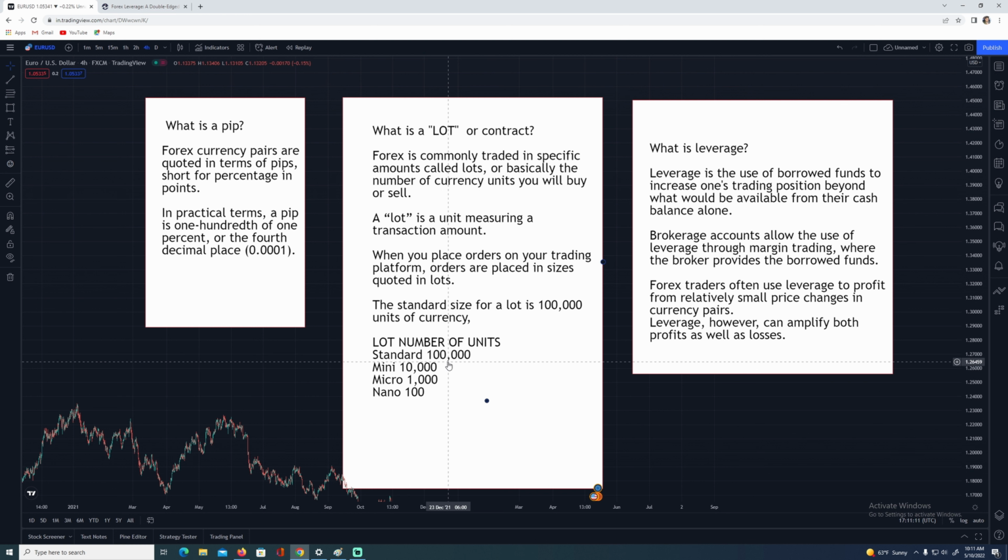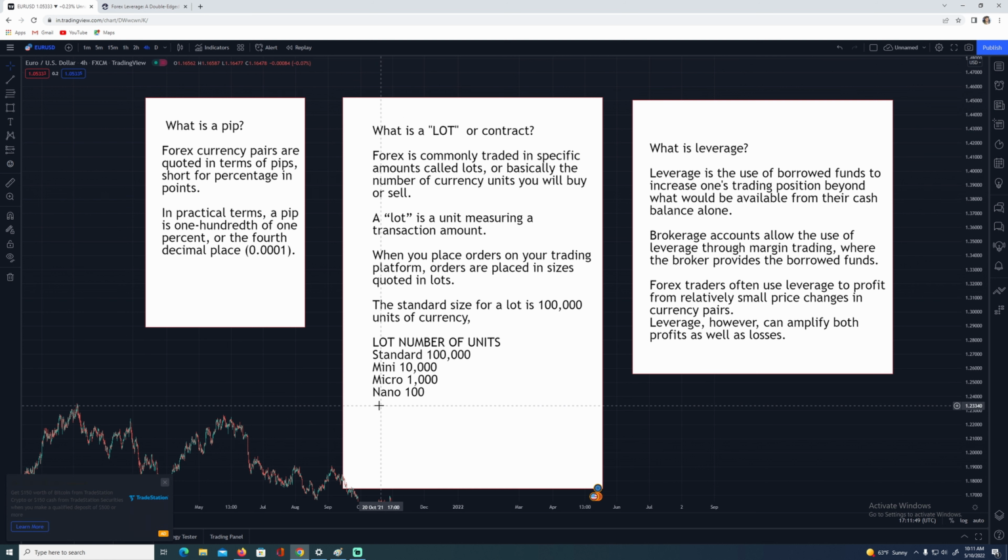Now, some brokers are going to let you place orders in mini lots. A mini lot is 10,000 units, so basically 1/10 of the standard size. And then you have micro lots, which is 1,000 units, which basically is 1% of the standard lot. Now, some rare brokers will even give you nano lots, which are basically just 100 units. But really, at that point, you're not really making any money.